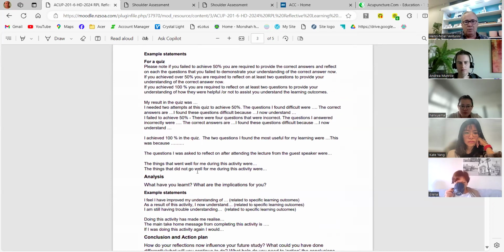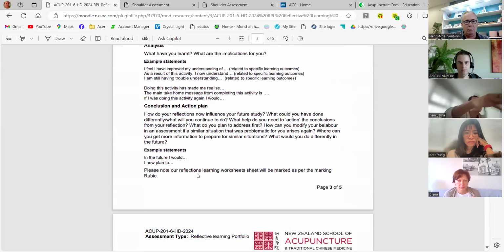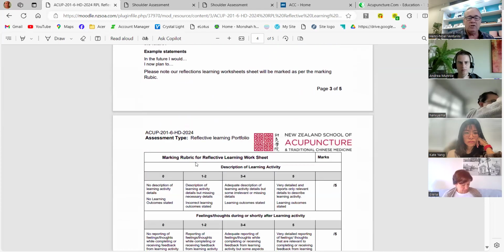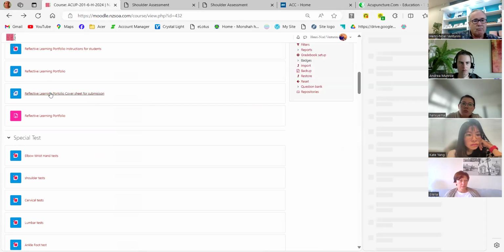There's the analysis. What have you learnt, and how is that important for you? There are also some examples there to help you understand what to write, because I know if you're not used to writing reflective papers, it's a bit of a daunting task. So we've given you a template. The template will help you to understand that. The template is in the cover sheet submission. I'm sure it is. That's where it is.